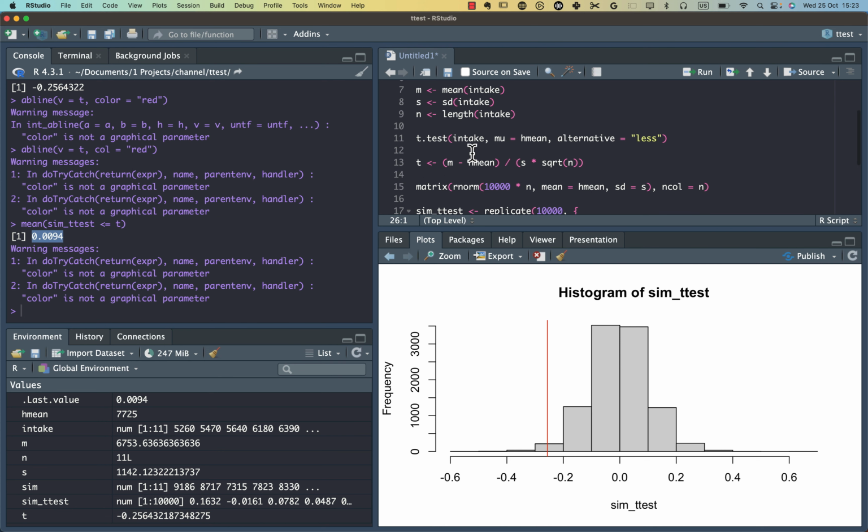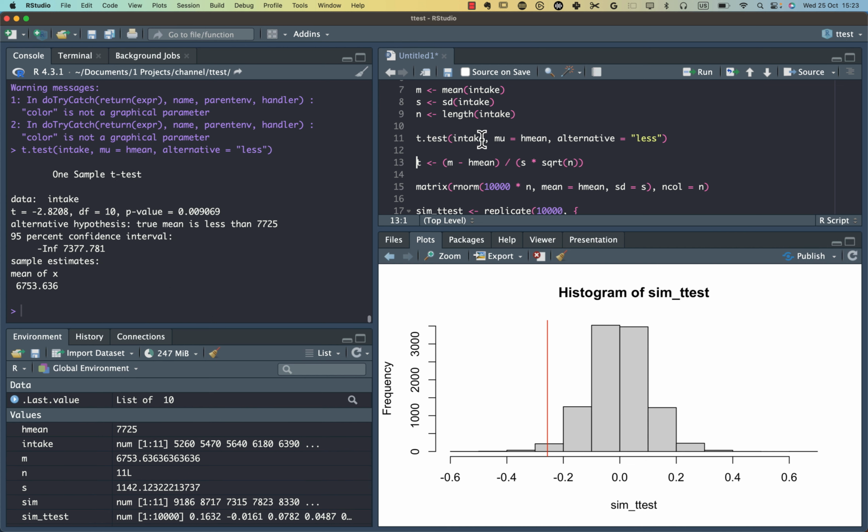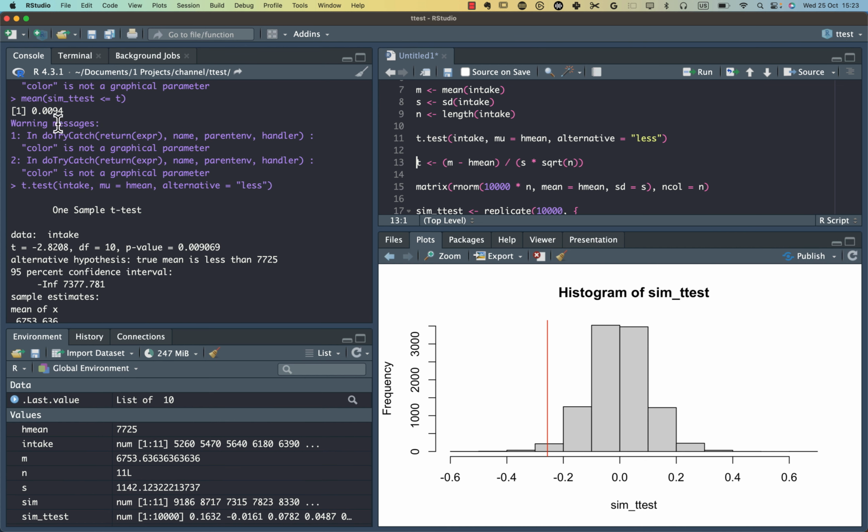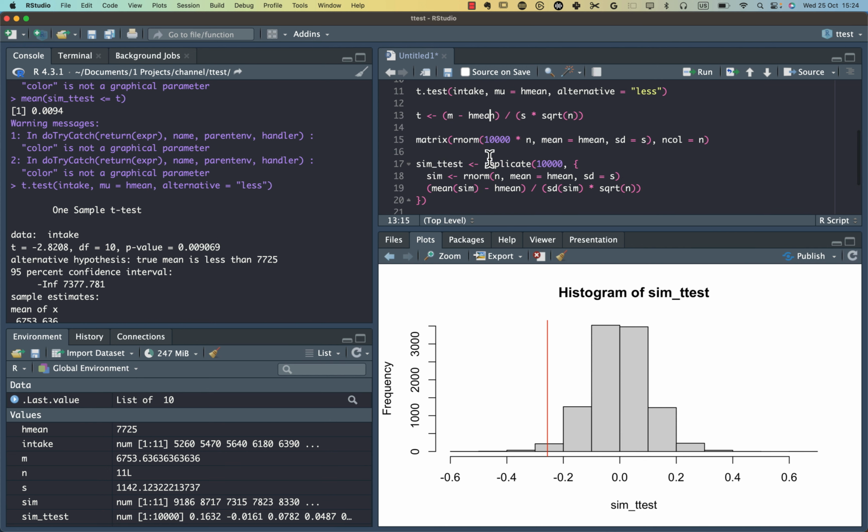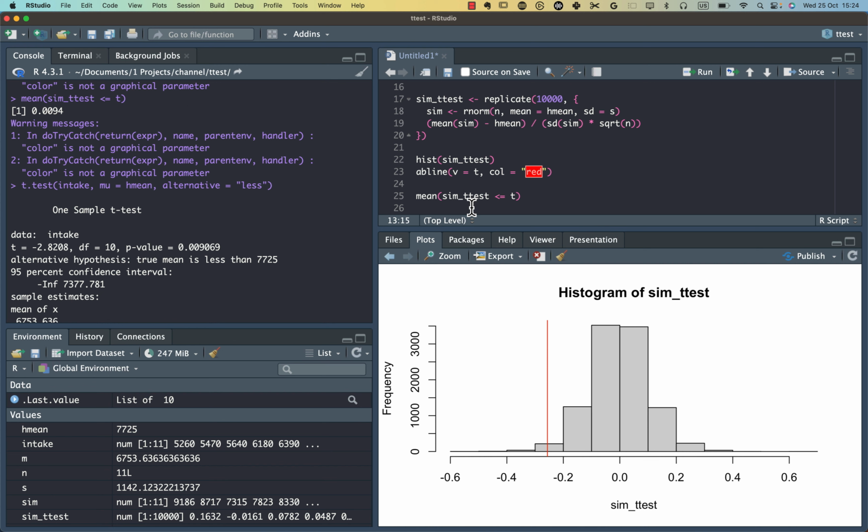And let's just look at this again. You see, we computed 0.0094. The quote-unquote true p-value is 0.009. There's some difference because, obviously, we are simulating things, but as you can see, the difference is negligible. And this is how you get a p-value for the t-test manually.